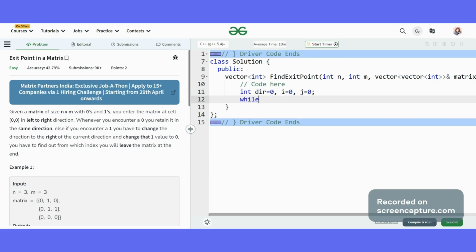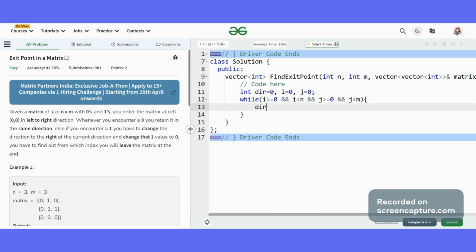Now I will be moving until this condition is satisfied, and j is greater than 0 and j is less than m. Now I have to update my direction every time I move. So for that, what logic can I make?